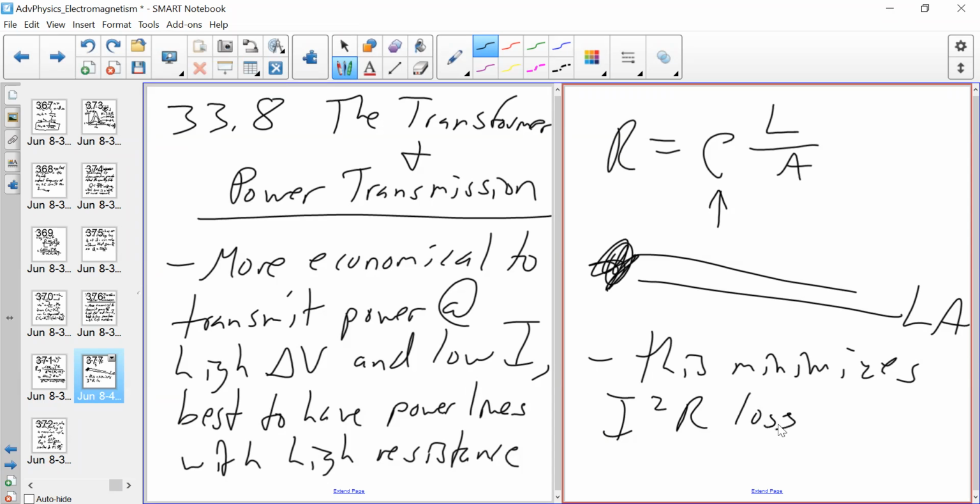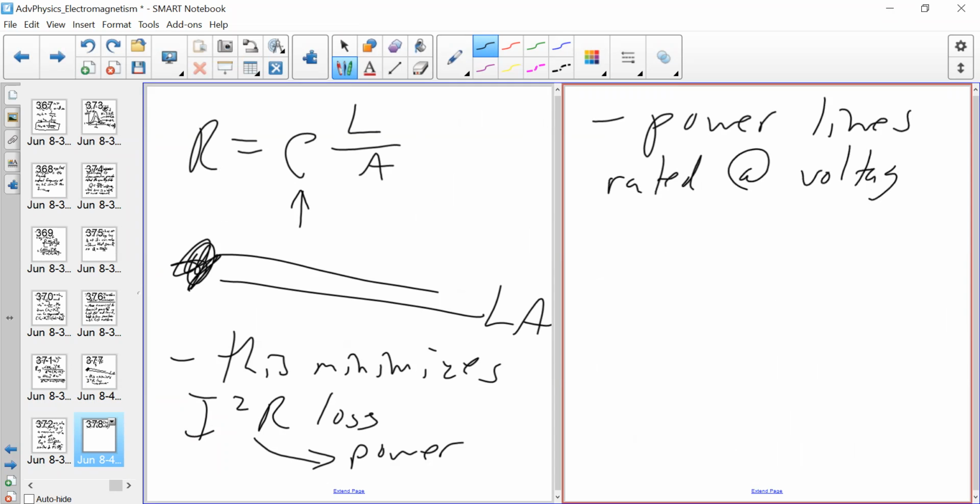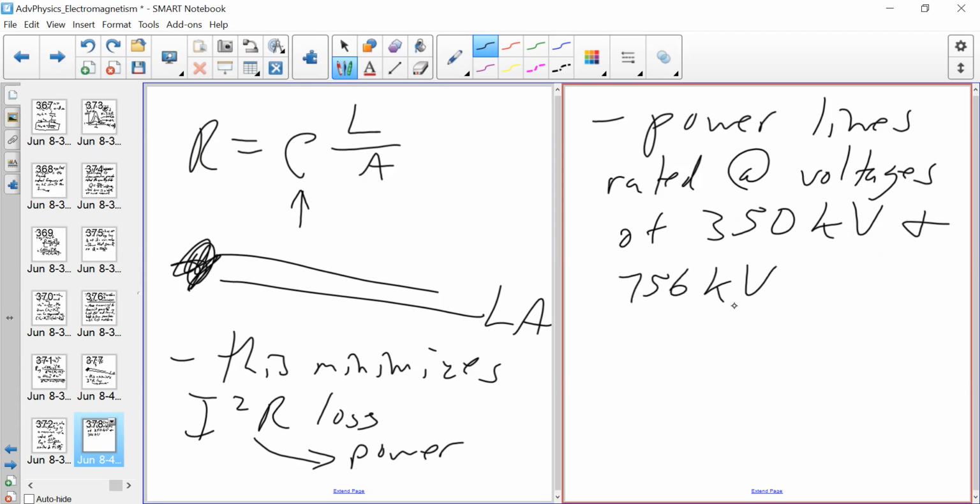So I squared R loss, and power loss. Usually power lines are rated at voltages of 350 kilovolts, or 350,000 volts, and 756 kV. Again, that's just an arbitrary standard. On the receiving end, you can't receive this in your house, you'd blow up.